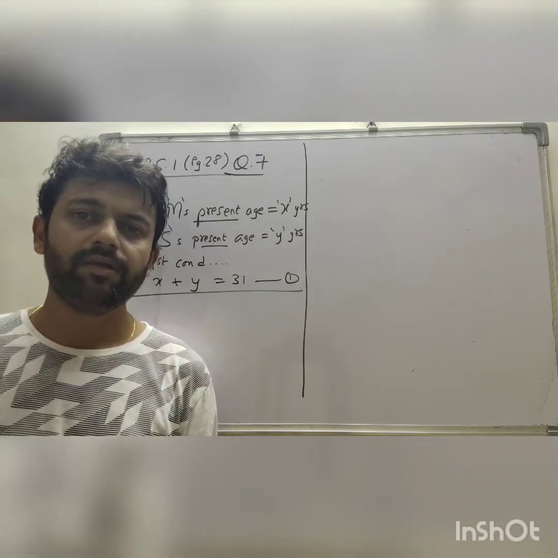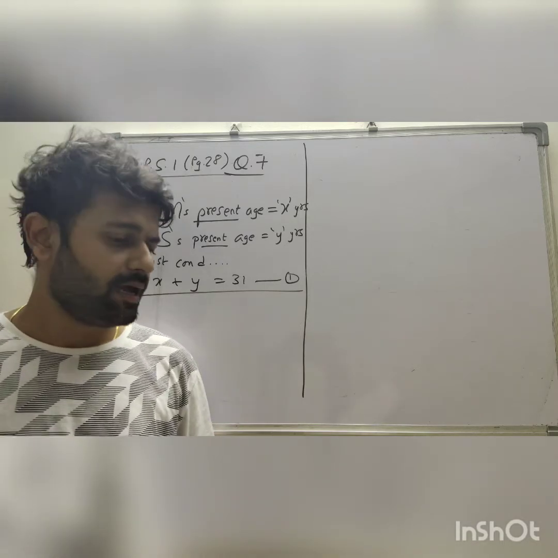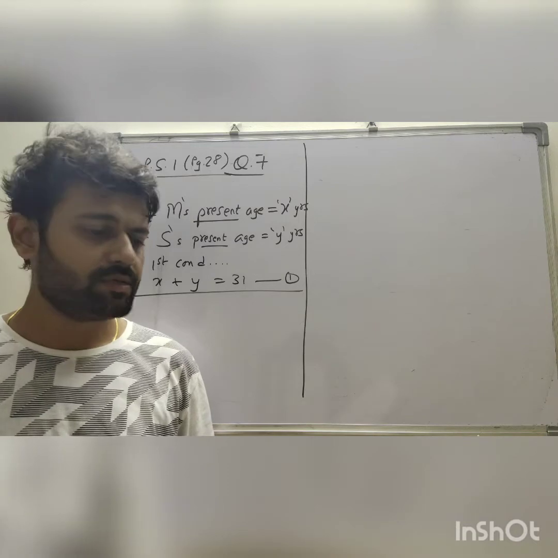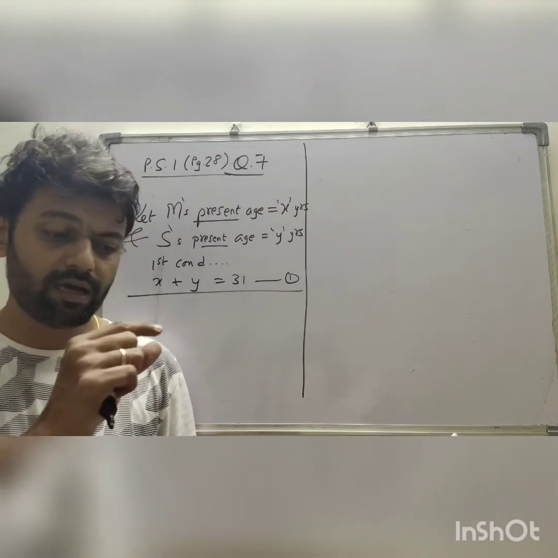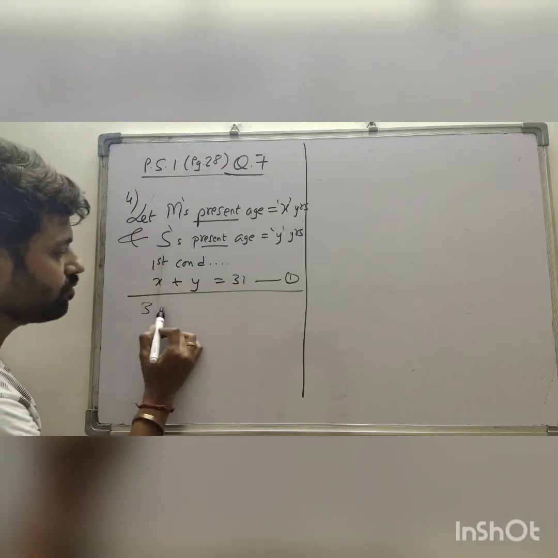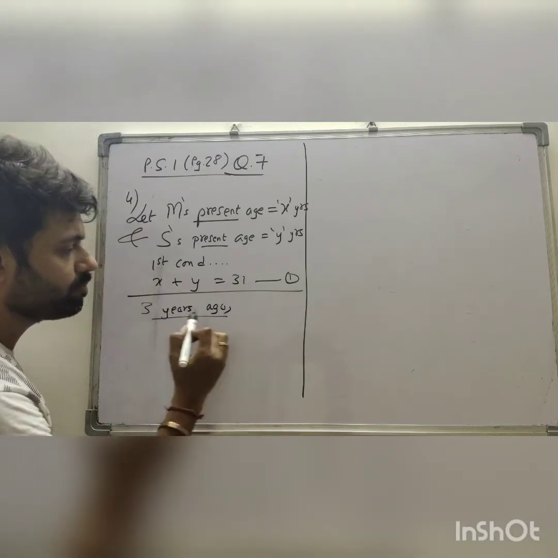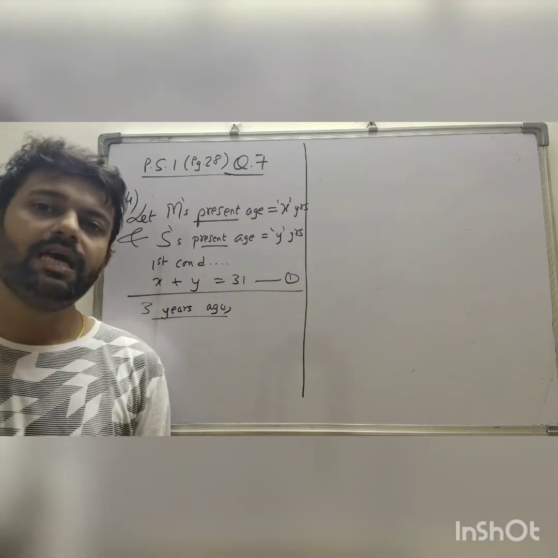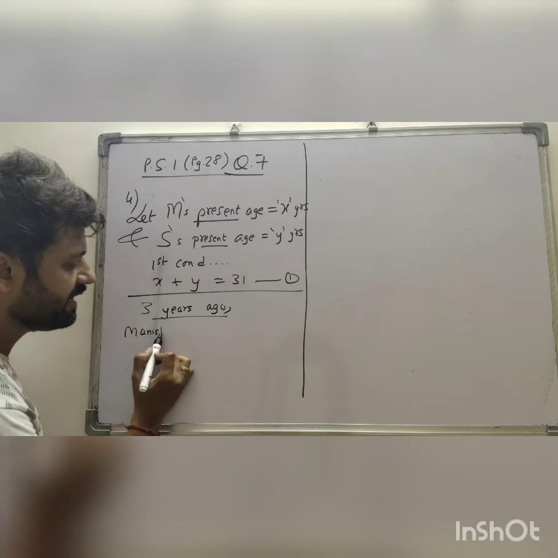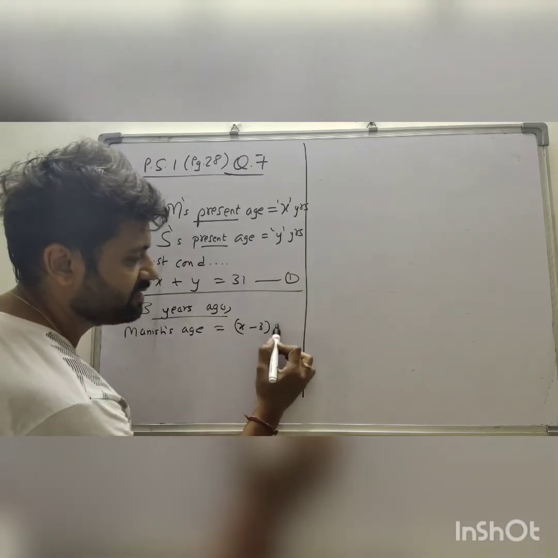Before forming the second equation, they are having one important announcement: 3 years ago. So firstly we have to go 3 years ago. 3 years ago, Manish's age is equal to x minus 3 years.